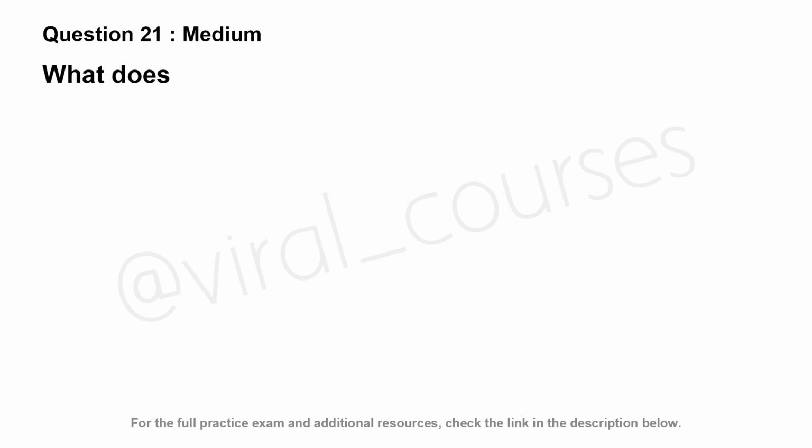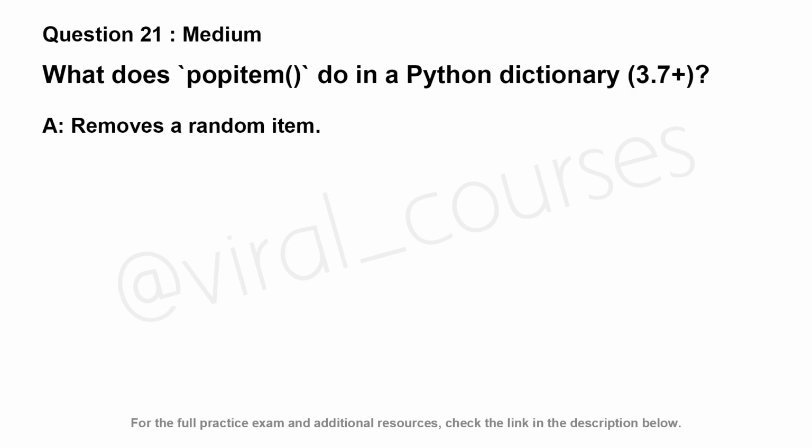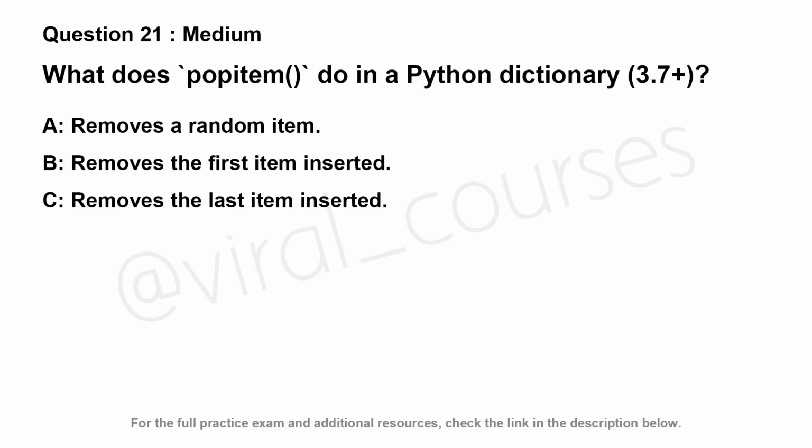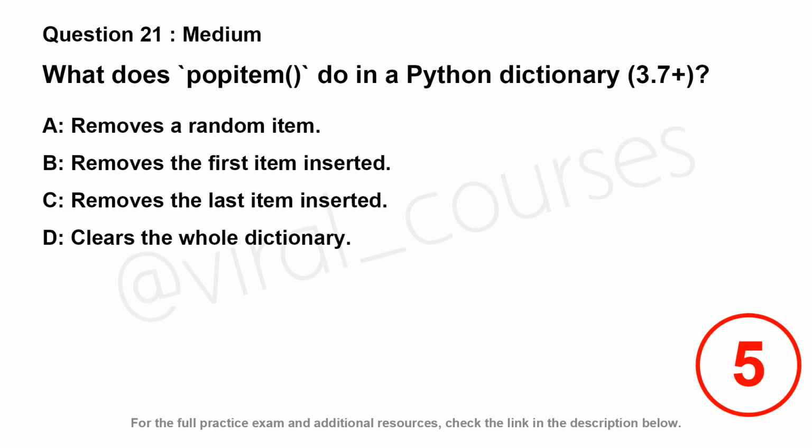What does popitem do in a Python dictionary 3.7+? Option A. Removes a random item. Option B. Removes the first item inserted. Option C. Removes the last item inserted. Option D. Clears the whole dictionary.